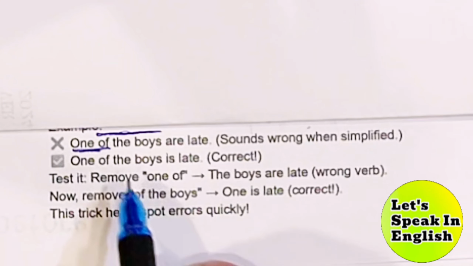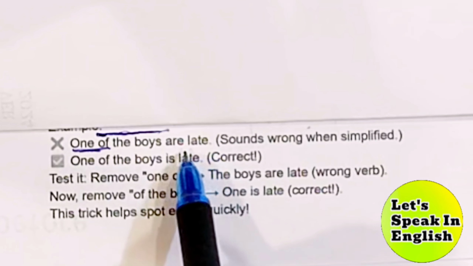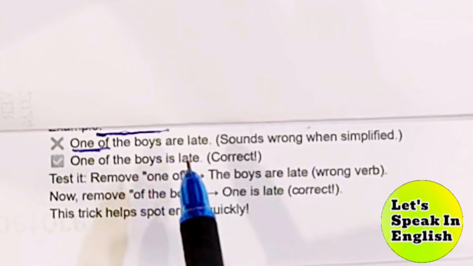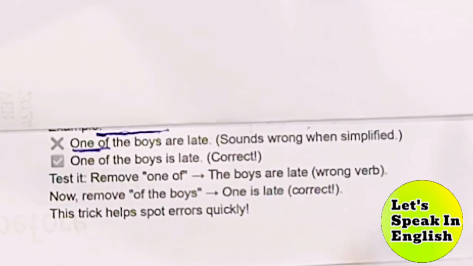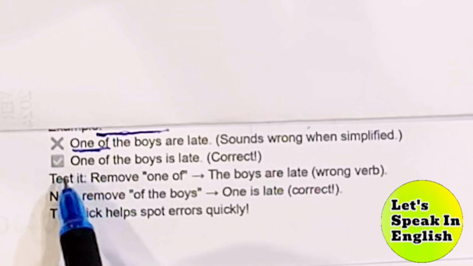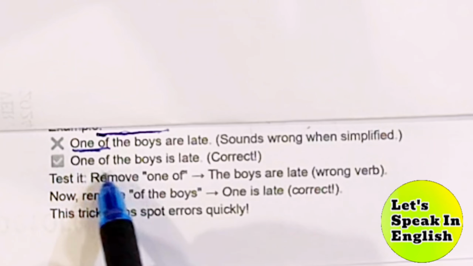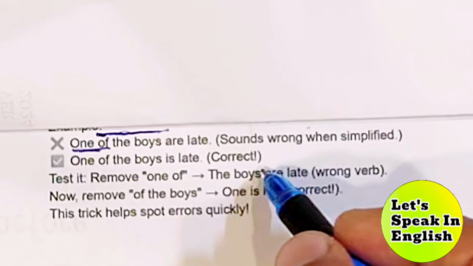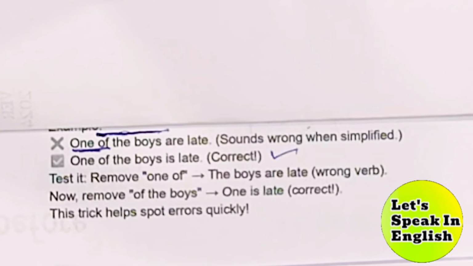We're removing "of the boys" from the sentence, and when we're reading here, "One are late", but "are" is for plural and "is" for the singular. The boy is only one, not many. Therefore, the correct sentence is, we read here, "One is late." So when we read the whole sentence, it will be "One of the boys is late." That is the correct one.